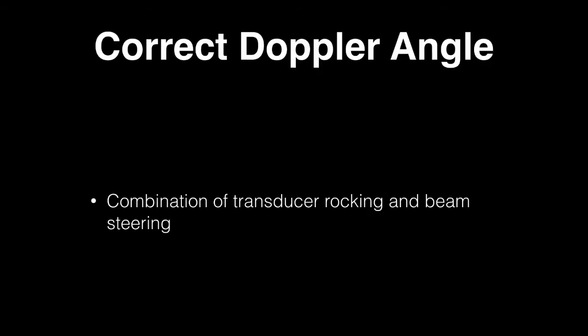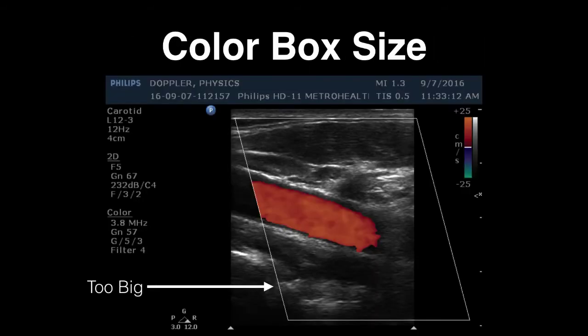So to obtain the correct Doppler angle, it's really going to be a combination of both transducer rocking as well as beam steering. Since you can't steer the beam more than 15 degrees in either direction, it's really not going to be a sole solution, especially when you're dealing with the carotid artery, which normally your interface is at about a 90-degree angle.